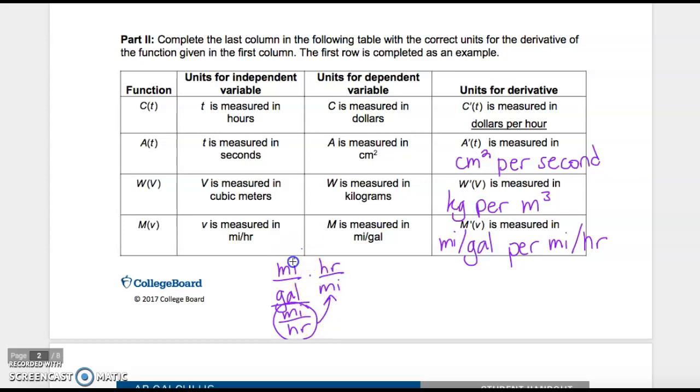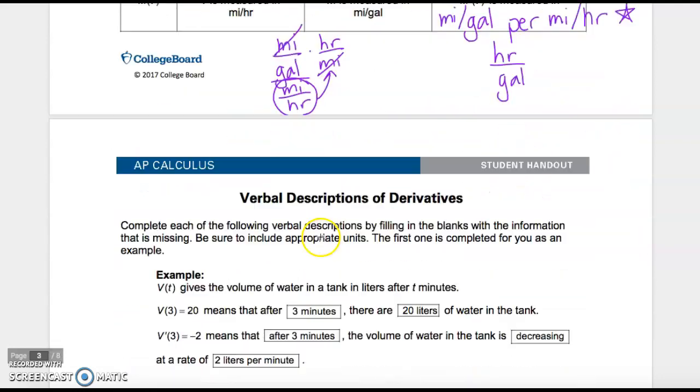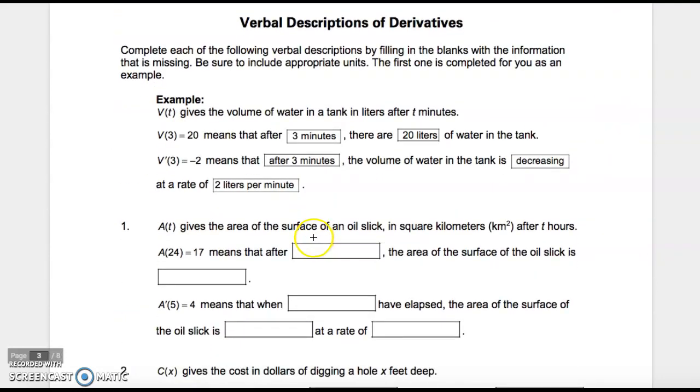what ends up happening is your miles cancel out and you're left with hours per gallon, which is kind of fancy. This would also be perfectly acceptable. Okay, so really use those units to determine what your derivative is based off of what your original function was. And we're going to do that looking at some verbal descriptions.